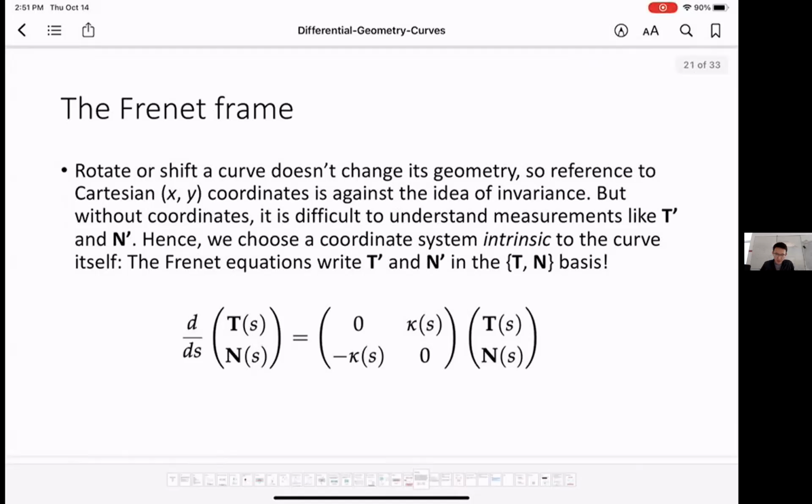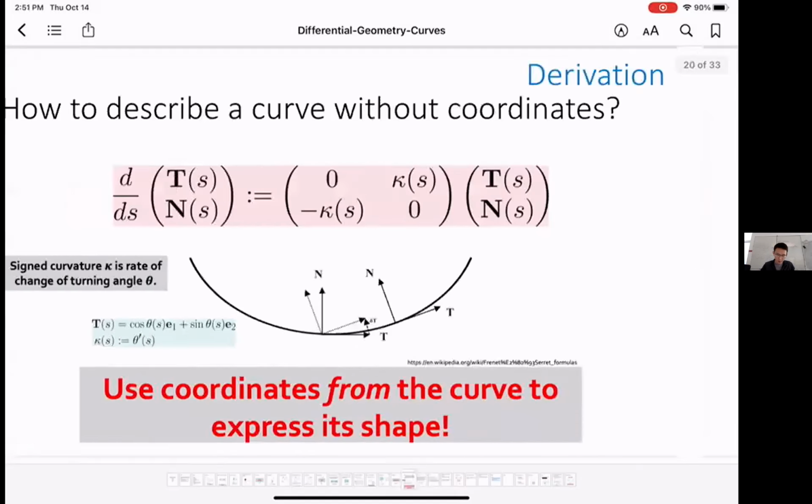But once we choose this coordinate system that is intrinsic to the curve itself, the name is the Frenet frame. When I choose this Frenet frame, I can have this handy coordinate system that answers what is T prime and what is N prime, just using the T and N basis. So basically the formula showing here, this is what we're going to derive.